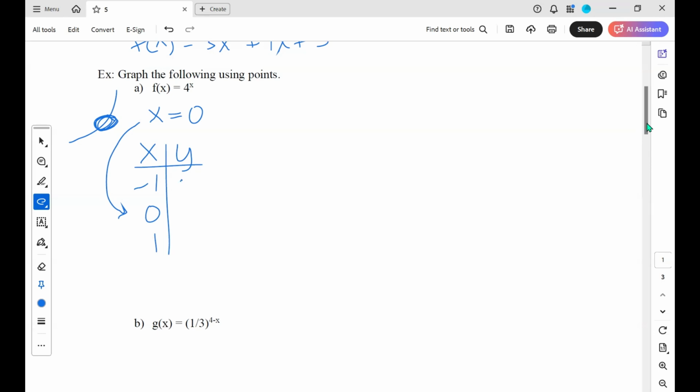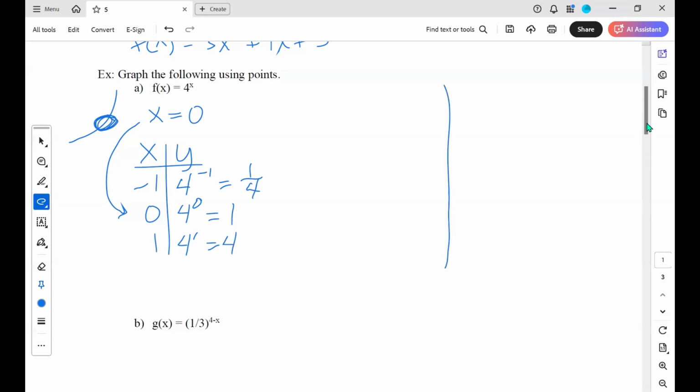So when we plug it in, we've got 4 to the -1 power. This is where your rules for your exponents are going to come out. And so when you have a negative on an exponent, then that means that you move it to the opposite location. So this is going to turn into 1/4. And then we do 4 to the 0 power. And keep in mind, anything to the 0 power is 1. And then 4 to the first power, which ends up being 4.